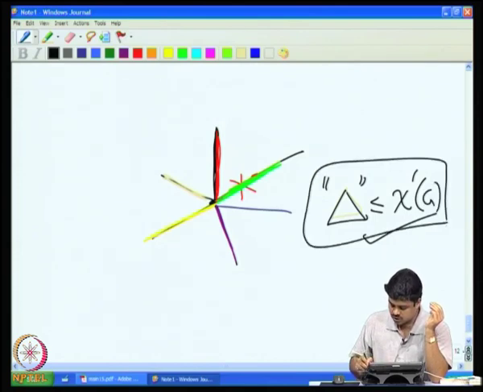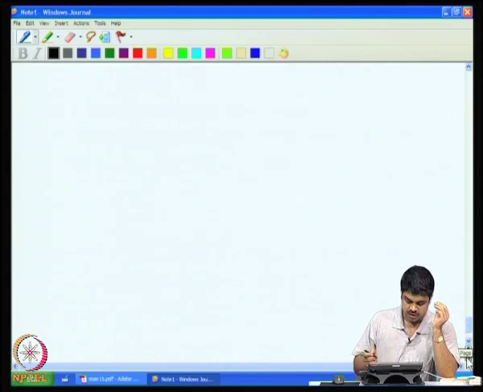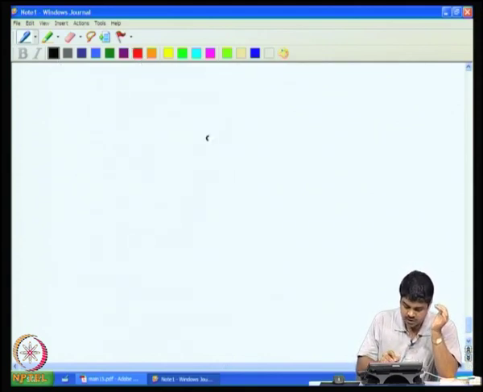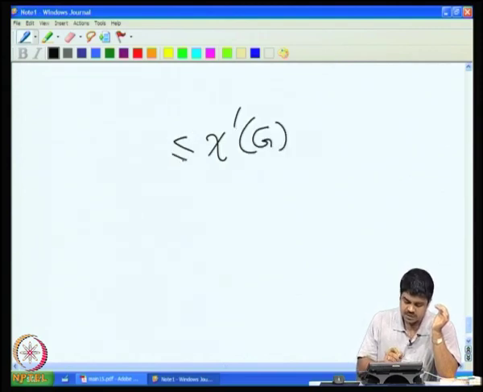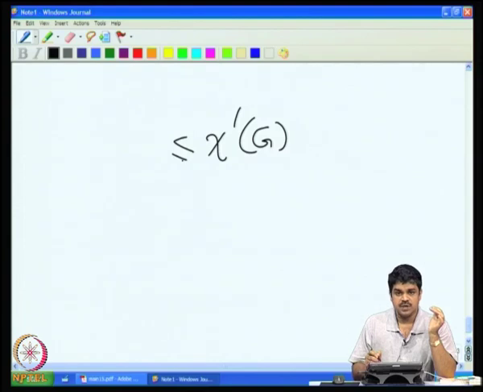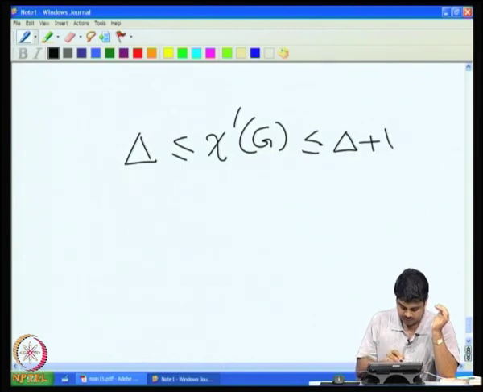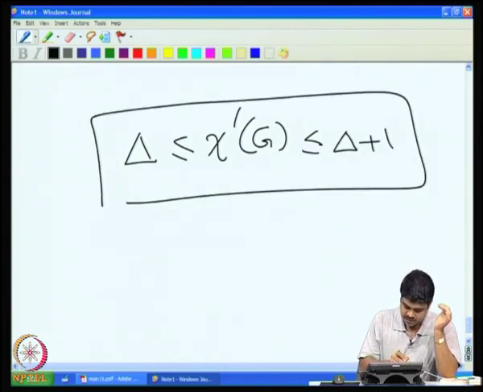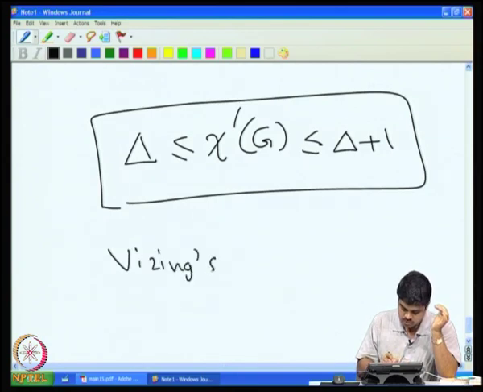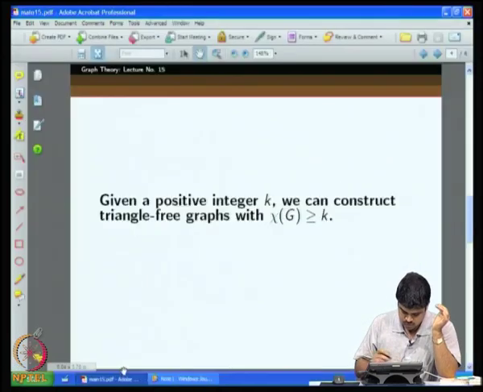Now the most interesting result here about edge coloring would be this. If you consider the chromatic index of a graph, that means the number of colors required to edge color the graph, it is at least delta. It's also known that it's at most delta plus 1. So this is called the Vizing's theorem.